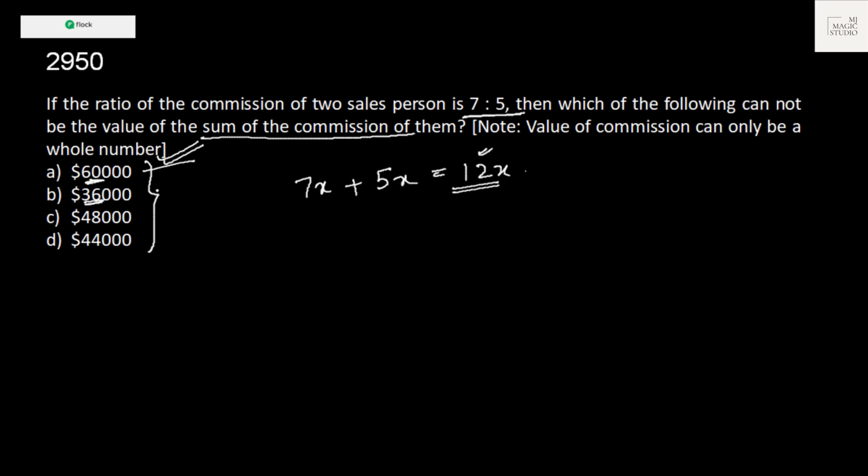60 is divisible by 12. 36 is divisible by 12. 48 is divisible by 12. But 44 is not divisible by 12. That means the total of the commission cannot be $44,000. Option D is the pick.